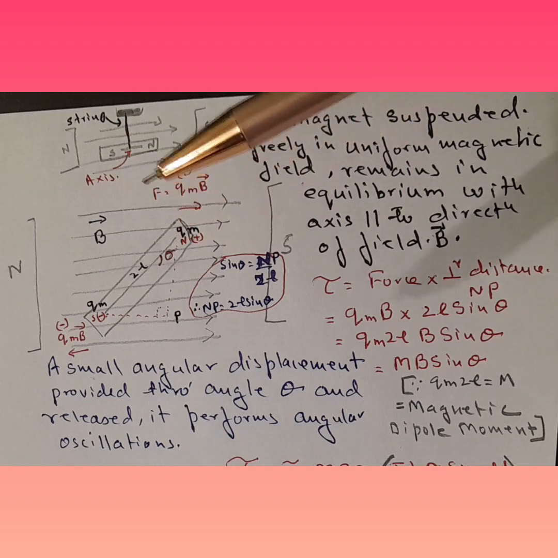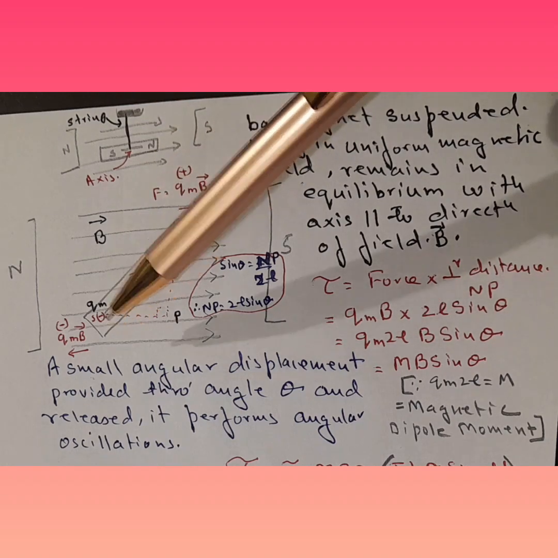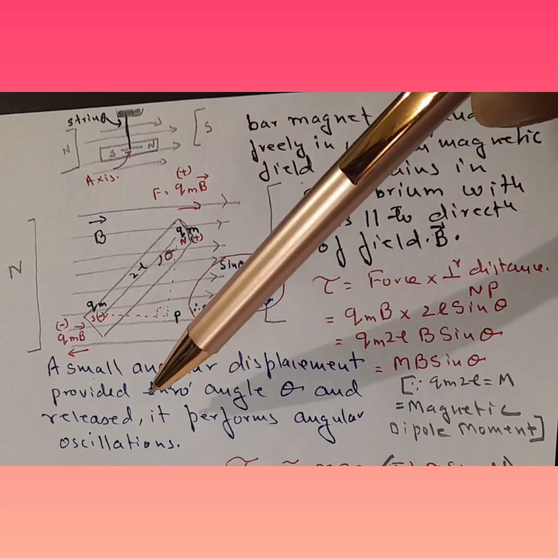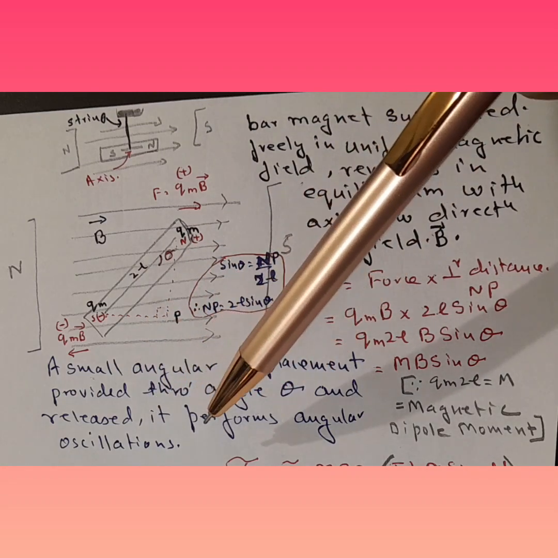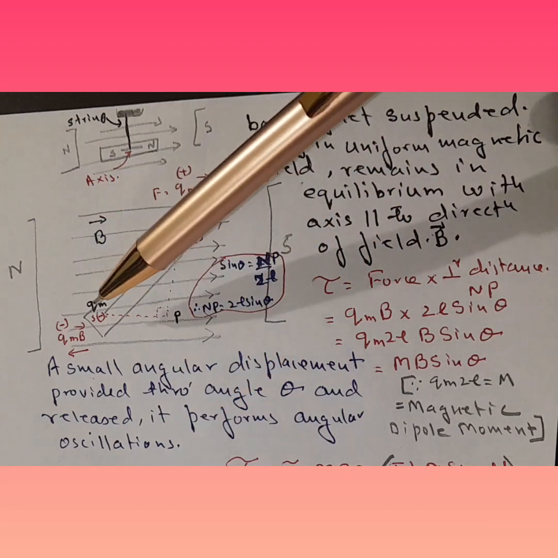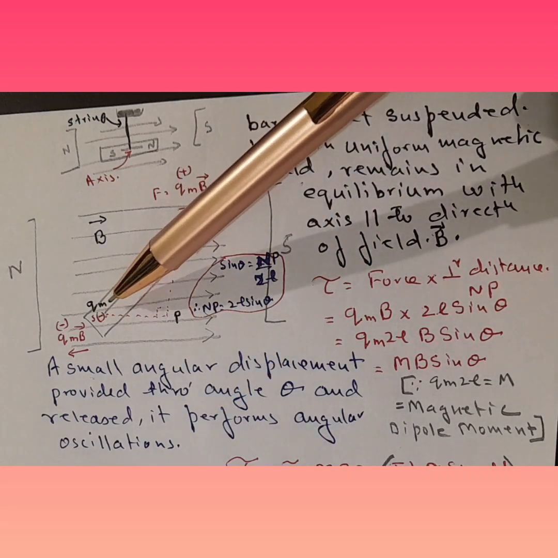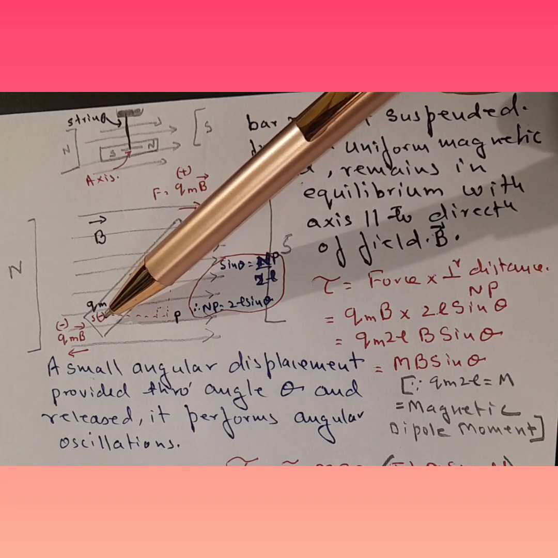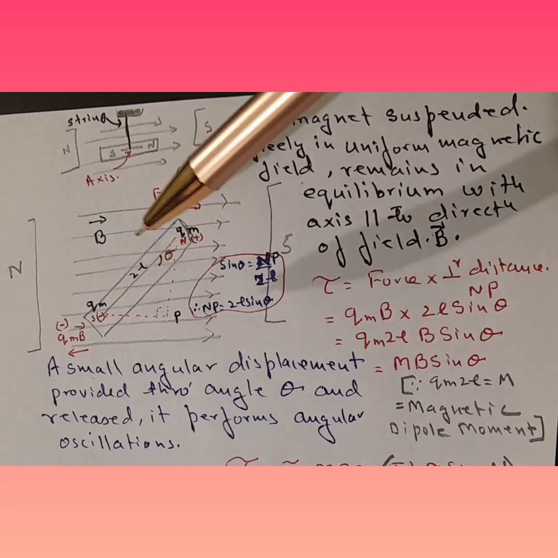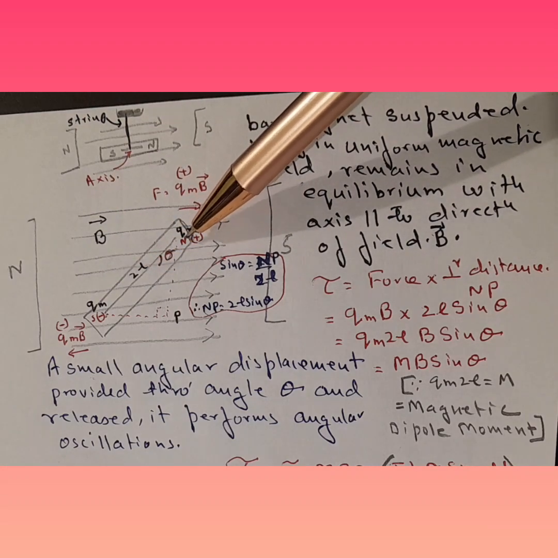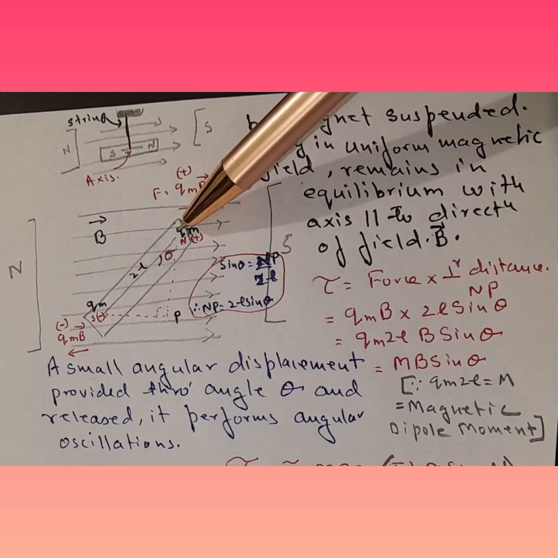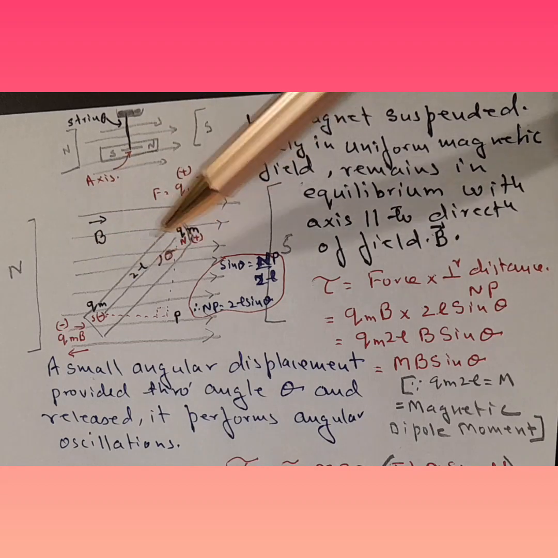So what we did: a small angular displacement provided through angle theta and released, it performs angular oscillation. Now this is the situation. This is the magnet, and this is the axis of the magnet. We know that the magnetic length is 2L, and this is north, which is positive. This is south, which is negative. And the pole strength we represent by small m or also by Q subscript m.